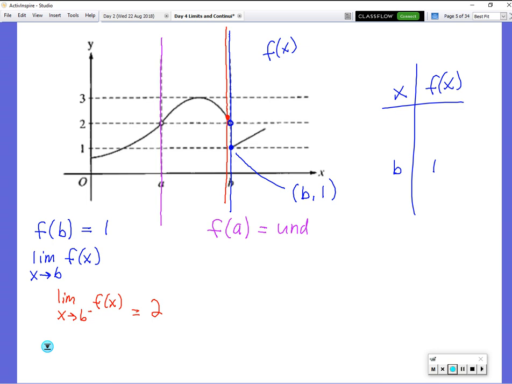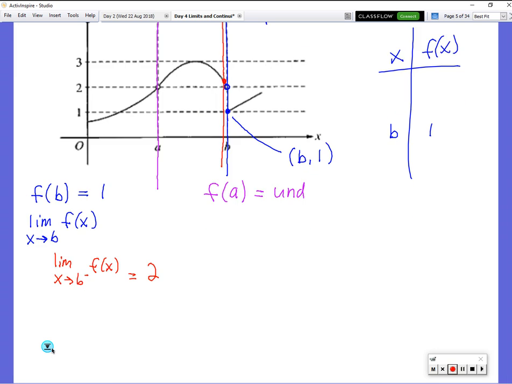Do the limit as x gets close to b from the right. Your hands.